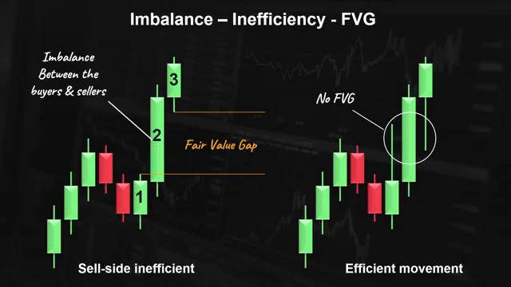Now, how can we use this to our advantage? When the price moves significantly and leaves fair value gaps behind, it usually returns to these areas to fill the gap and restore balance. These areas become extremely important supply and demand zones, offering potential trading opportunities. In this example, the price is moving in an uptrend. In this area, the price has created fair value gaps, indicating buy-side imbalance and sell-side inefficiency.